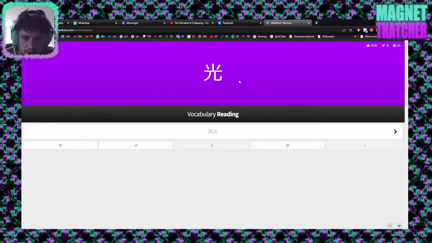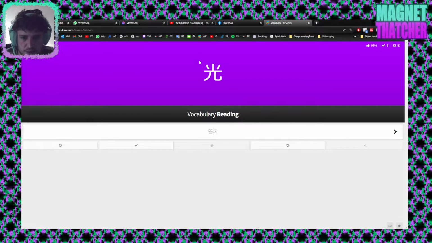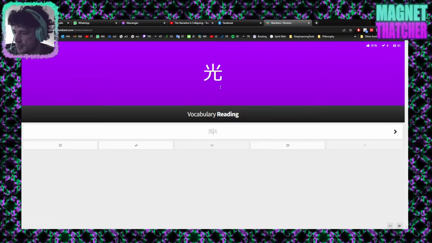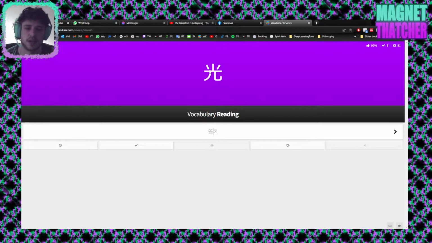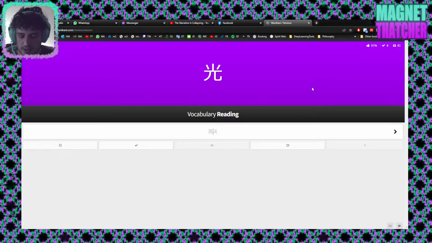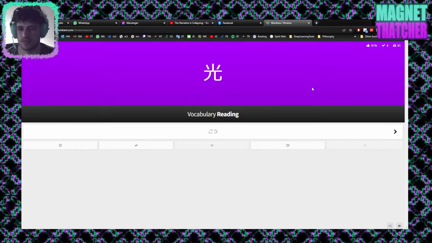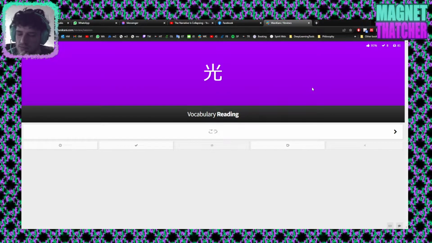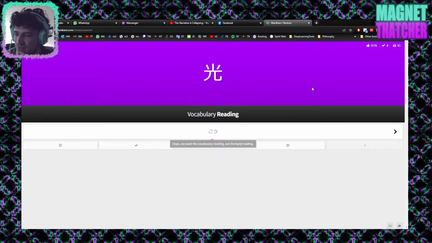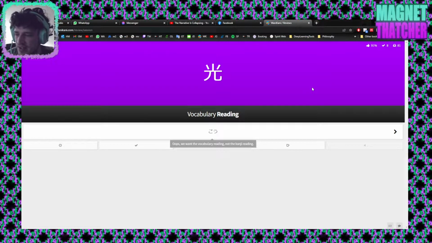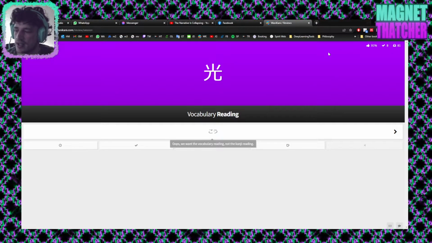So this is sunlight. I always remember it as looking like a pie with some light coming out of it, and the sun is a circle, which pie is related to. So that's how I remember what this kanji means. It means sunlight, and there's no real way of remembering this. This is ko, which turns up everywhere. So it's just one. Oh, but that's the vocabulary. So that's the kanji reading, the Chinese reading.